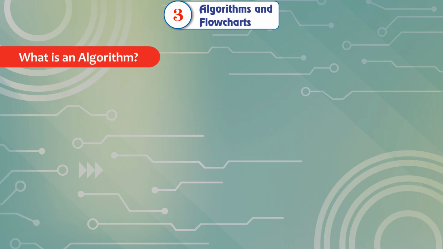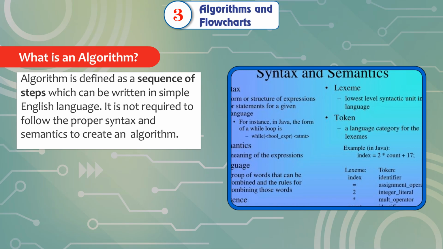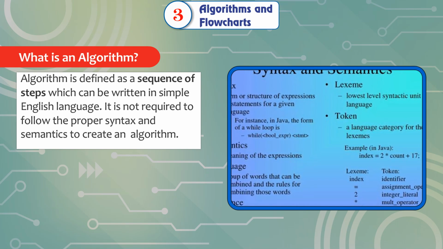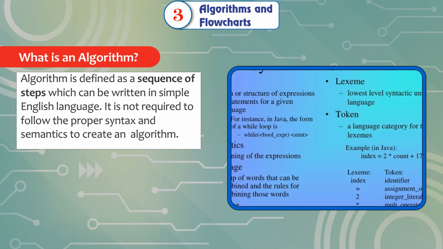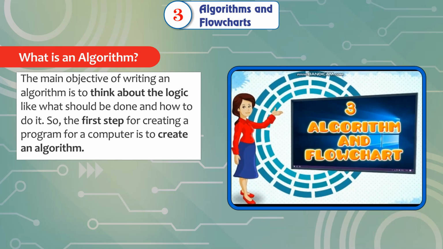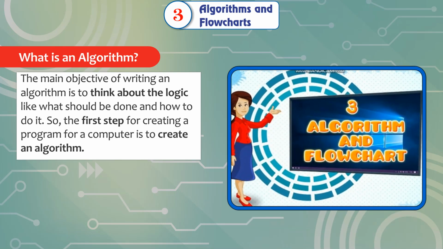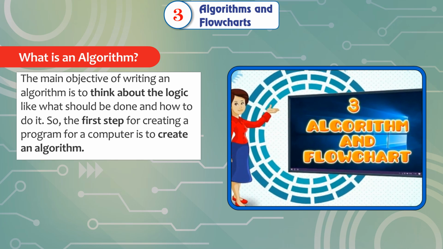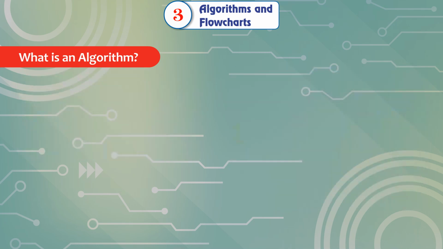What is an algorithm? An algorithm is defined as a sequence of steps which can be written in simple English language. It is not required to follow the proper syntax and semantics to create an algorithm. The main objective of writing an algorithm is to think about the logic, like what should be done and how to do it. So the first step for creating a program for a computer is to create an algorithm.